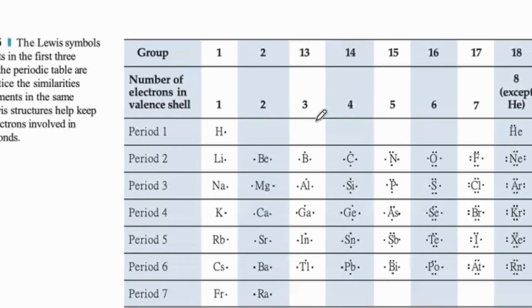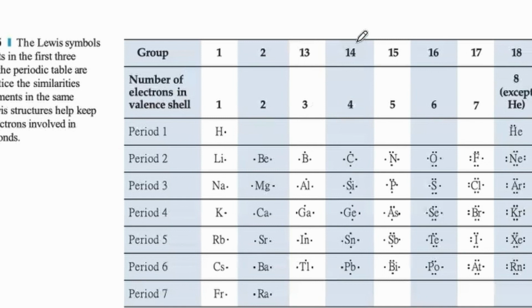The Lewis symbols for elements in the first 3 periods of the periodic table are shown. Notice the similarities among elements in the same group. Lewis structures keep track of electrons involved in chemical bonds. Group 1 elements have 1 valence electron. Group 2 elements all have 2 valence electrons. Group 3, which also includes group 13, aluminum and gallium as well, would have 3 valence electrons.